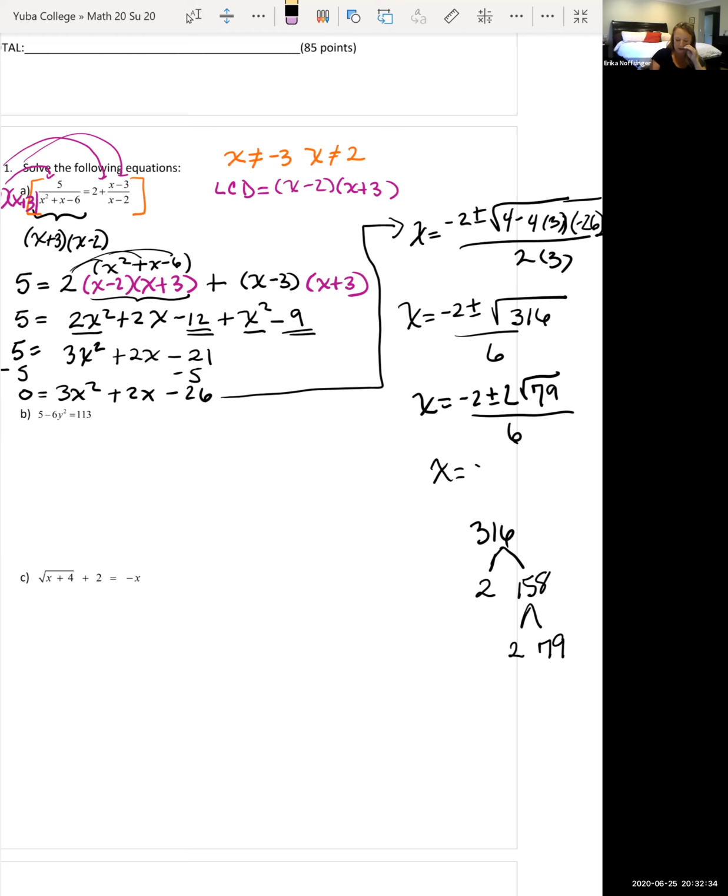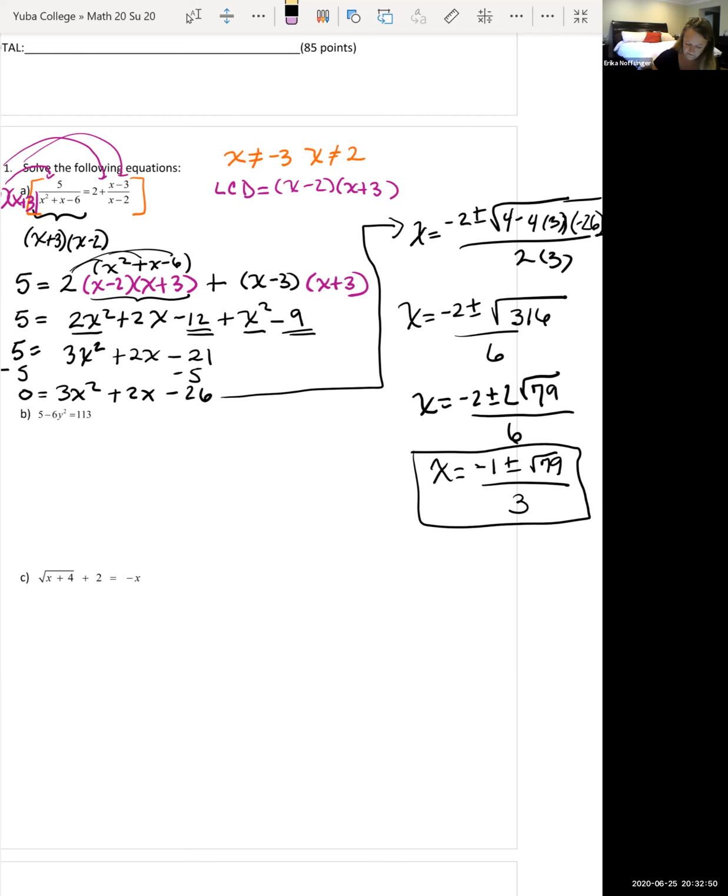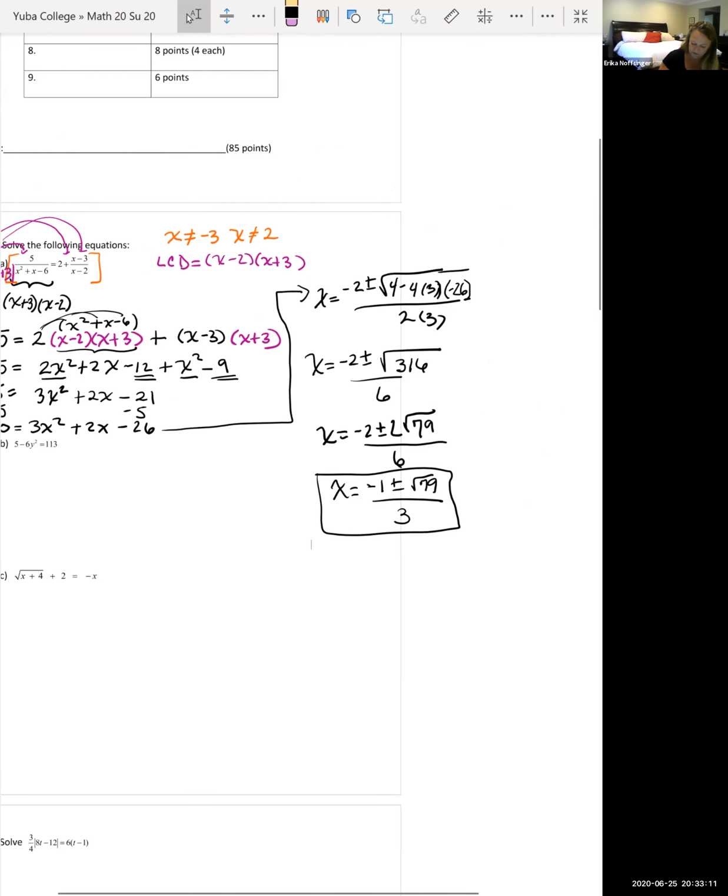So if we factor out a 2 and cancel with the bottom, then we get negative 1 plus or minus root 79 all over 3. Yeah, that was not pretty. Oops, 79.